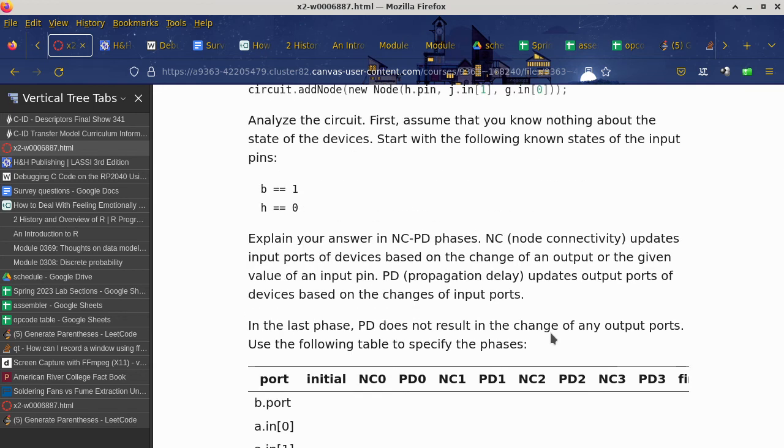I'm going to write on the tablet first, and then we'll switch to the tablet so you can see what I just wrote. All right, so I have to locate B dot port and make that a 1, and then locate H and make that a 0. Both of those are input pins. Let me switch back to the other one so you can see what I mean.